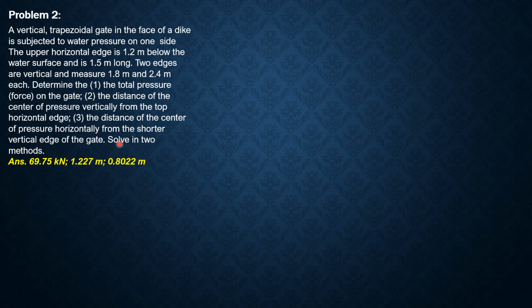So determine: one, the total pressure or the force on one face of the gate. Two, the distance of the center of pressure vertically from the top horizontal edge of the gate. Then number three, the distance of the center of pressure horizontally from the shorter vertical edge of the gate. So I'll just present one way. The other way, you may solve this by integration if you want.